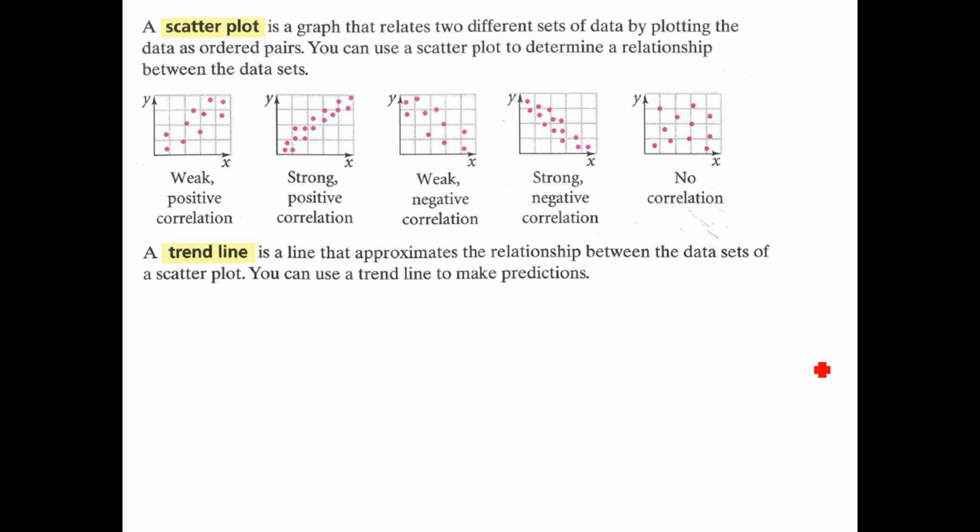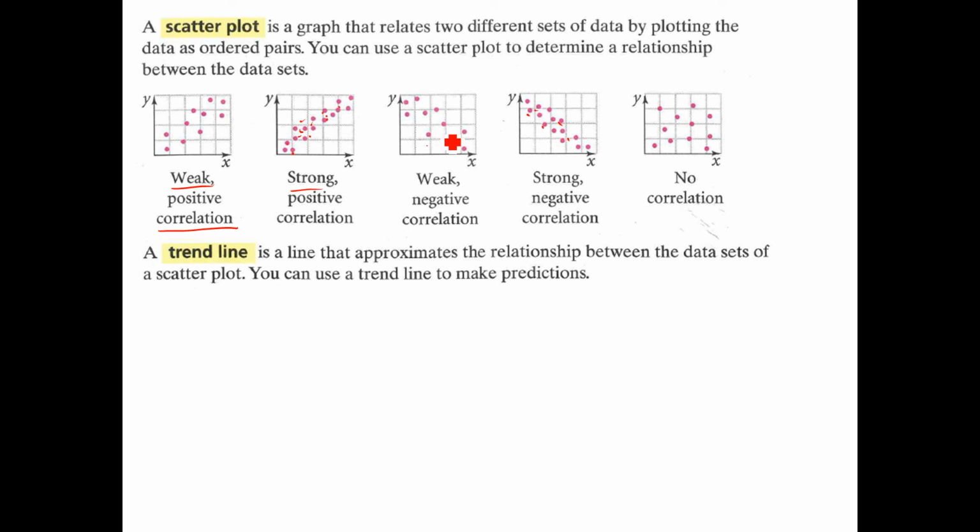Okay, last section here is about scatter plots and trend lines. So scatter plot, a graph that relates two different sets of data by plotting the data as ordered pairs, x's and y's, right? And then once we have them all, we want to look at it to see what kind of relationship we have. So we have something called correlation. Two things with correlation, weak versus strong. If all the dots are tied together closely, you have strong correlation. So we have strong correlation here and here.